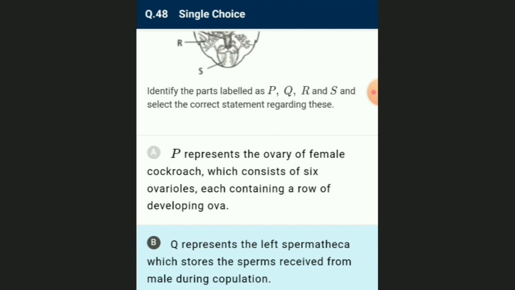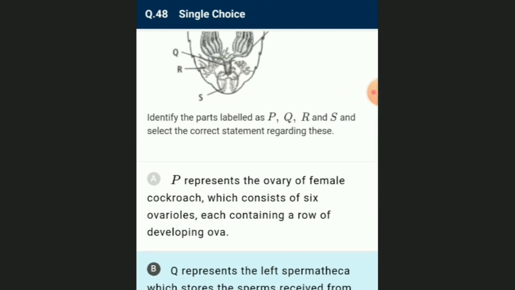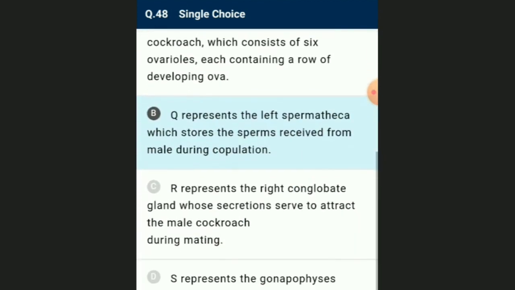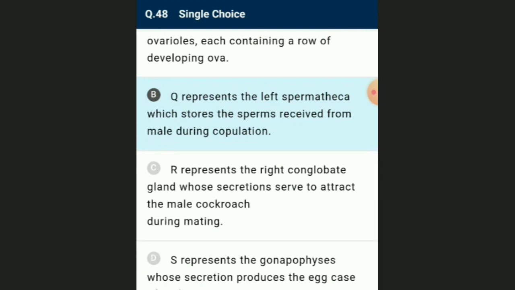P represents the ovary of the female cockroach, which contains 8 long tubules. Q represents the spermatheca, which stores the sperms. R represents the collateral gland, which helps in the secretion of the outermost covering of the spermatophore. S represents the gonapophysis, which helps in the process of copulation. So from the given four statements, B alone is given correctly.